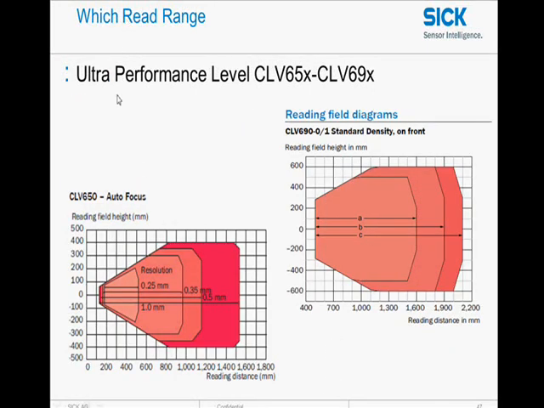And now you see the ultra performance, for example, the CLV650 and the CLV690. So the CLV650 will work from 200 millimeters out to 1.5 meters on a 0.5 mil code. Similarly, the CLV690 works at a much longer range, and with a wider reading field. It actually has a 1200 millimeter reading field, or read height I should say.